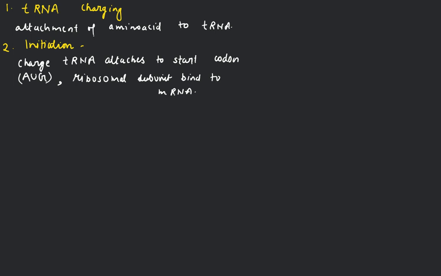So after initiation, the third step is elongation. According to this process, what happens? The codons that are found in the mRNA are read, so the polypeptide chain keeps growing. Here the growth of the polypeptide chain occurs, and each amino acid is attached by a peptide bond to the growing chain.